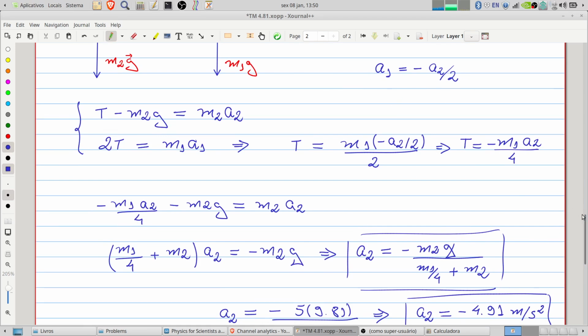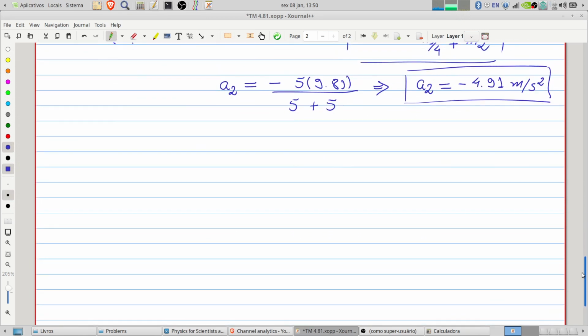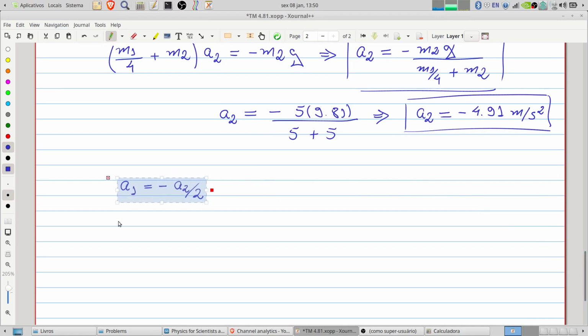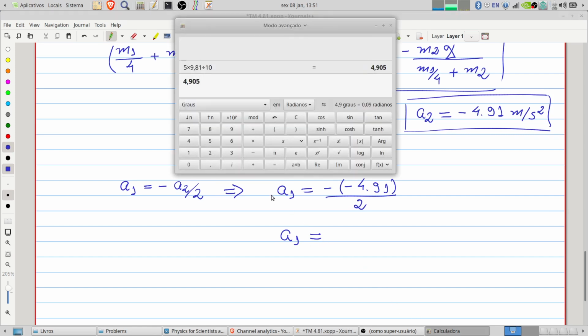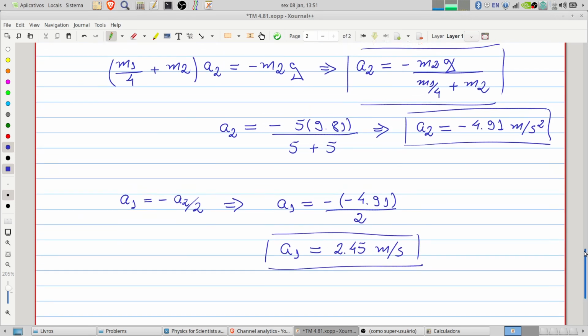The acceleration of block 1, we can copy this, and here the acceleration of block 1 will be minus 4.91 divided by 2, therefore a1 equals 2.45 meters per second squared. Okay, here we solved item A.